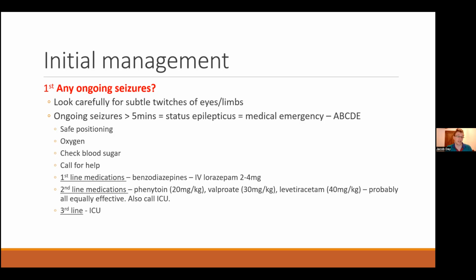Beyond that are anaesthetic agents, and that means anaesthetists or intensive care. So when you're giving the second line medicines, they need to be aware. The third line is taking someone to intensive care, assuming that is the right thing to do for that patient. So firstly, are there any ongoing seizures? If so, they need to be managed as an emergency in the appropriate supportive setting with enough help around. Do the simple things: oxygen, blood sugar, positioning, and then think about getting some medications.